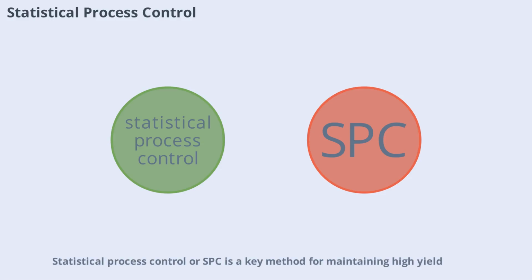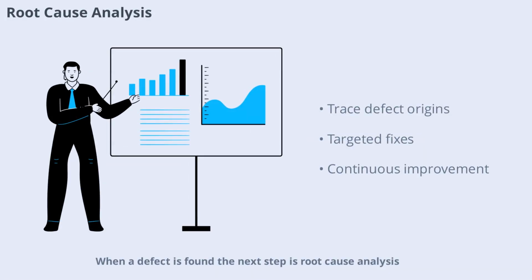Statistical process control, or SPC, is a key method for maintaining high yield. By tracking process parameters and defect rates over time, engineers can spot trends and intervene before problems arise. SPC uses charts and statistical models to distinguish between normal variation and true process shifts, ensuring that corrective actions are timely and effective.